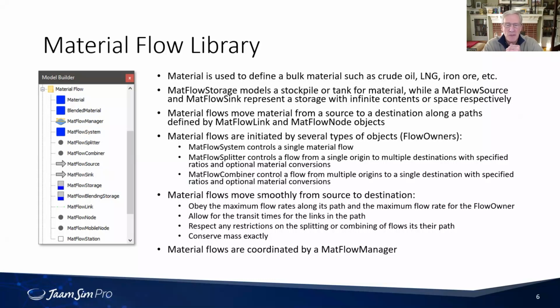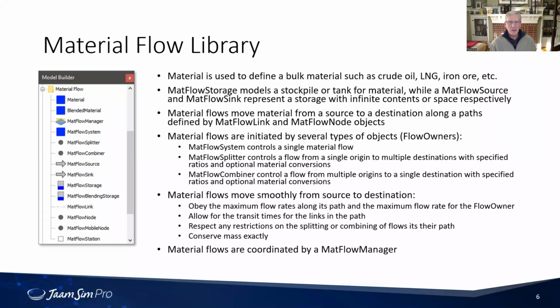The simplest one is the mat flow system, and it represents a flow of a single material from a single origin to a single destination. A splitter takes flow from one origin and divides it to two destinations by a fixed ratio, and you can also convert the material to different materials at those two destinations. And a combiner does the opposite. It takes material from multiple origins and combines it to a single destination, again with optional material conversion.